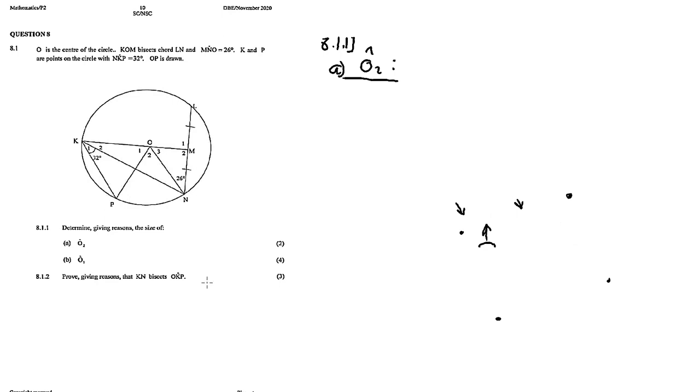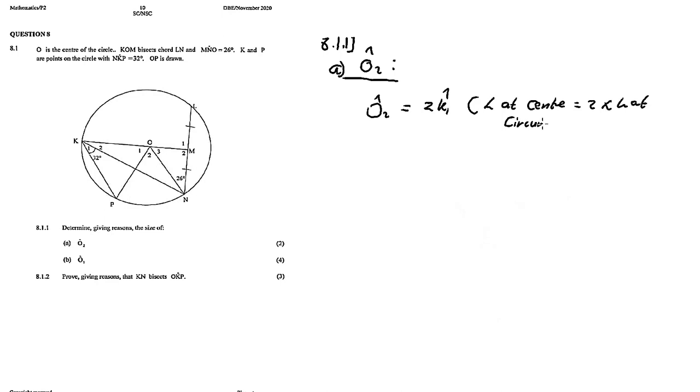Let me erase this. Okay, so that means O2 is equal to 2 times K1, which is the angle at the center equal to 2 times the angle at the circumference. 2 times 32 degrees is equal to 64 degrees. So this is your answer.